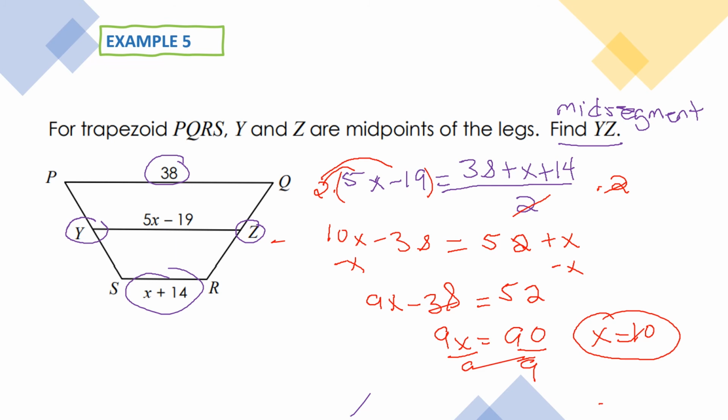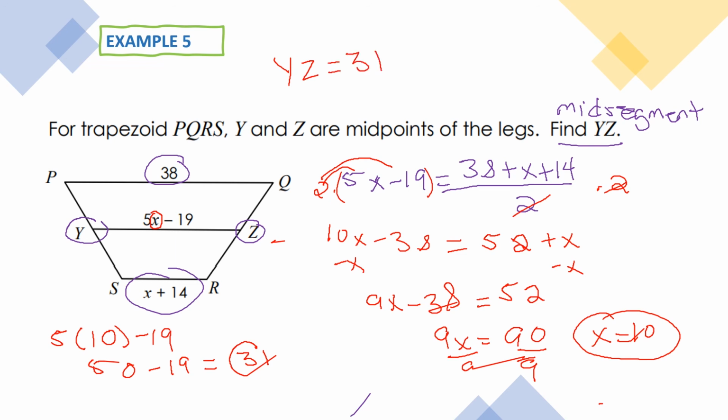So the only thing we have to do is go back and plug in x right here for our mid-segment, because we want to find YZ. So that would be 5 times 10 minus 19, 50 minus 19. That gives me 31 for our mid-segment. So YZ is equal to 31. And that is our answer here.